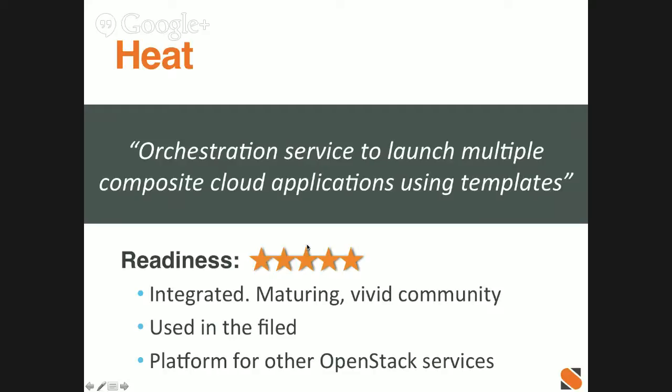Again, this is integrated. Heat is maturing. It is a very strong community behind that. It's used in the field by OpenStack survey. It's actually seen at about 10% of deployments. Opinions split on Heat. Some people think that Heat is the best thing since sliced bread. Some think that Heat is a disaster. I do not cast my opinion. I just think that I'll bring this controversy to your attention.